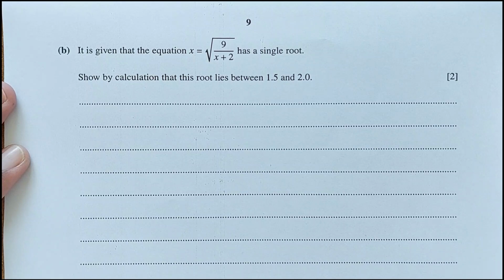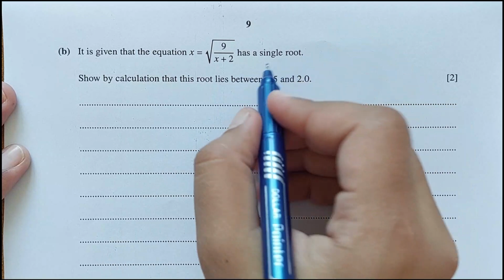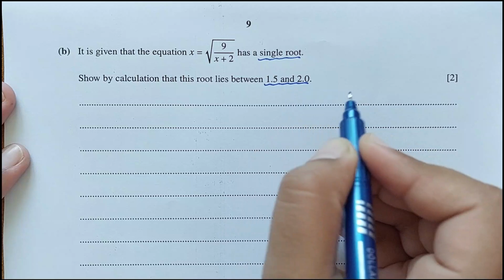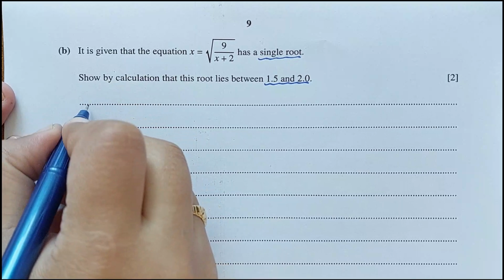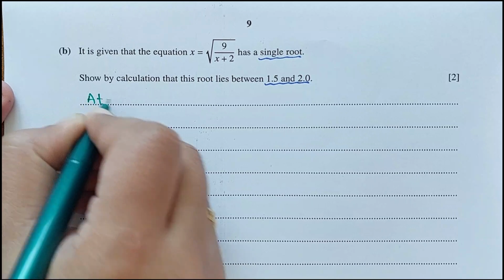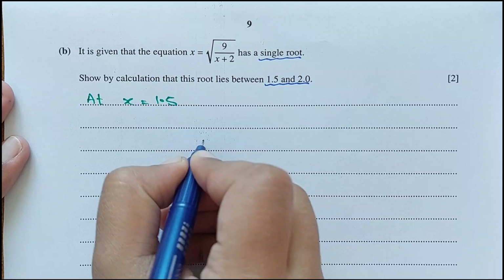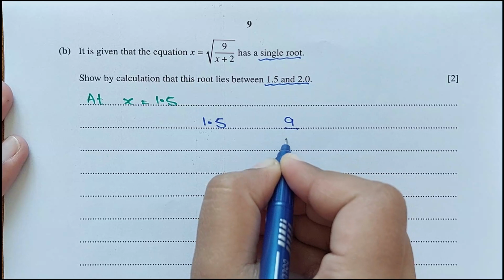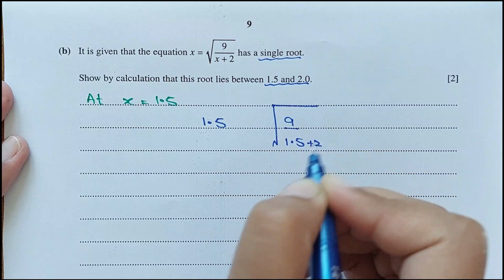Right. Part B, it is given that the equation x equals to square root of 9 over x plus 2 has a single root. Show by calculation this root lies between 1.5 and 2.0. If the root lies between 2 points, it means a sign change occurs, right? So first let me calculate at x is equals to 1.5, right? So when x is 1.5, we have 1.5 here, right? And we can simplify square root of 9 over 1.5 plus 2, right?